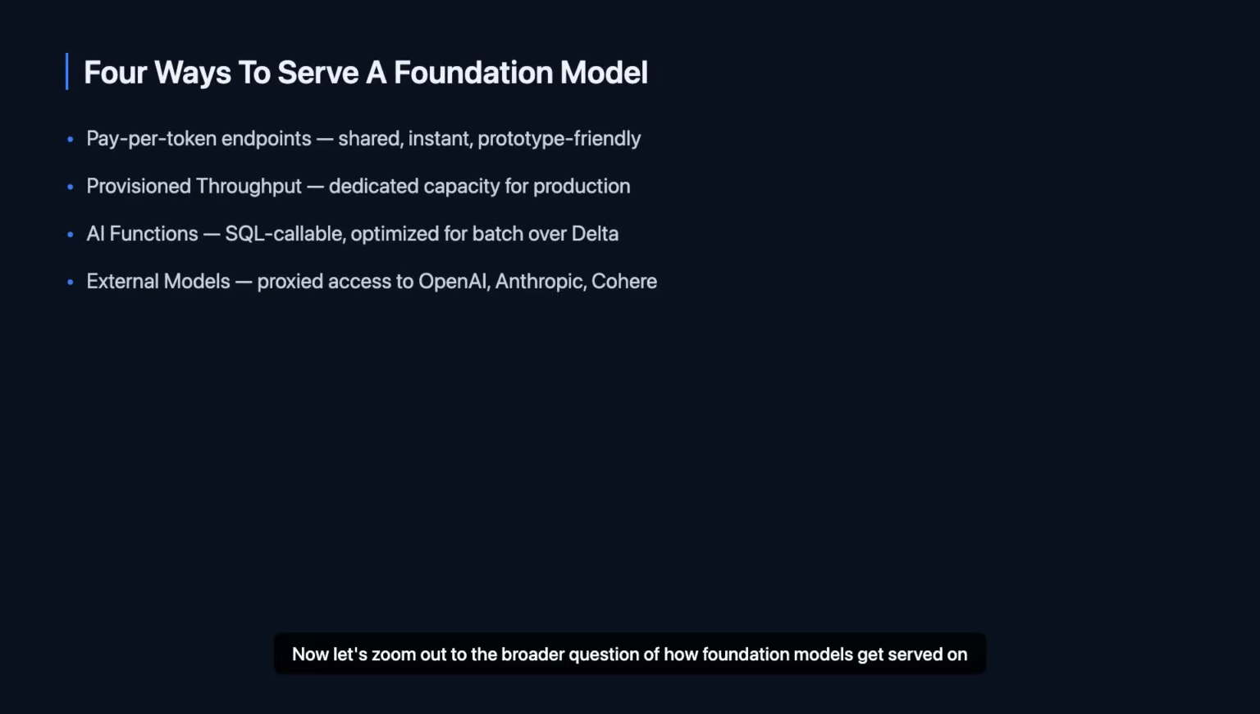Now let's zoom out to the broader question of how foundation models get served on Databricks. There are 4 modes, and each one fits a specific shape of workload. Pay-per-token endpoints are shared, instant, and prototype-friendly. Provisioned throughput gives you dedicated capacity for production. AI functions are SQL callable and optimized for batch inference over delta tables, and external models proxy your traffic to third-party providers like OpenAI, Anthropic, or Cohere. The right answer is always determined by the constraint, not by habit.